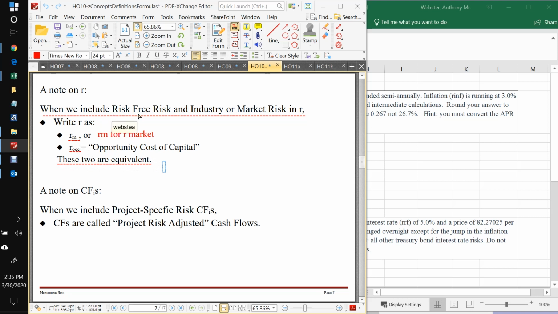They always include risk-free risk and an increment for industry or market risk, okay? And so that means that we're going to put our project-specific risks in our cash flows, okay? And then these cash flows are going to be called project risk-adjusted cash flows.